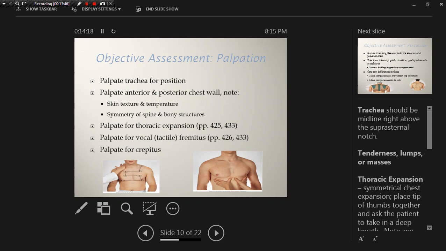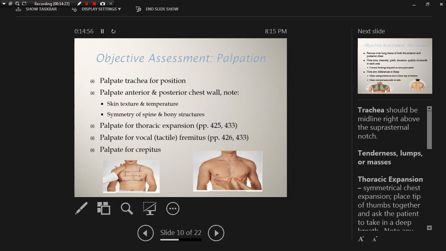So we're going to palpate the anterior and posterior. We're looking at the chest wall, some of the bony structures. We know the spinous process on the back. C7 usually is where we're going to start when we're palpating the bony structures from the back. We're looking at the symmetry of the spine. We're also looking at the skin texture and temperature. When we're looking at the anterior and posterior, again, we're always looking at symmetry from right to left. We're assessing for any tenderness, lumps, or masses.